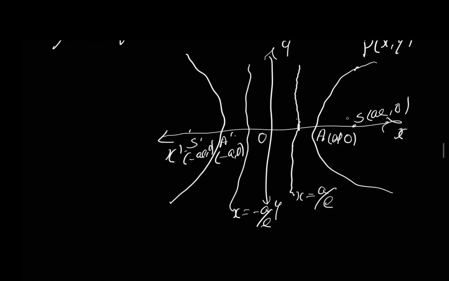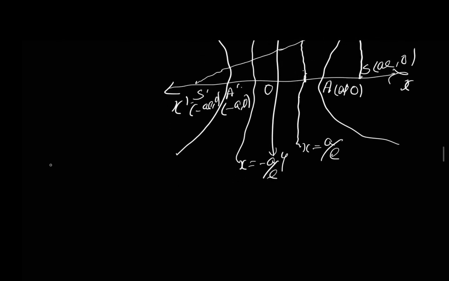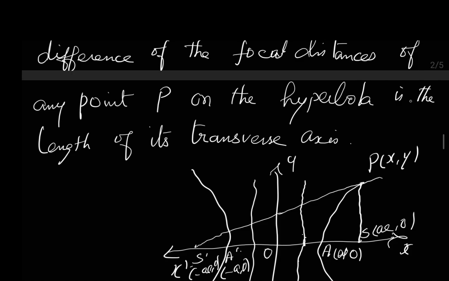What is focal distance? The line joining this arbitrary point with the focus. This SP is one focal distance. Here you will get one more focal distance with the other side, S dash P. The difference between this, that is S dash P minus SP, absolute value, that is modulus value, always it is positive. This is equal to, you have to show, the length of the transverse axis.